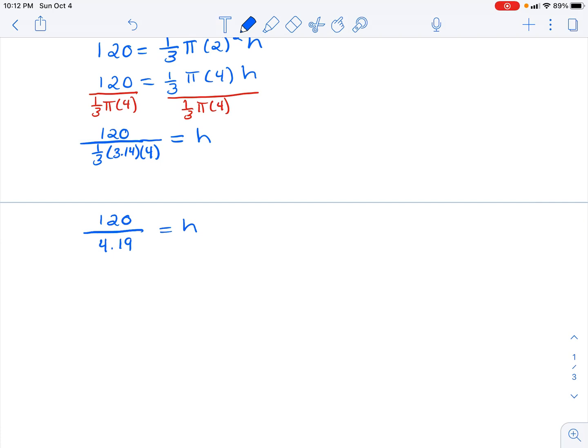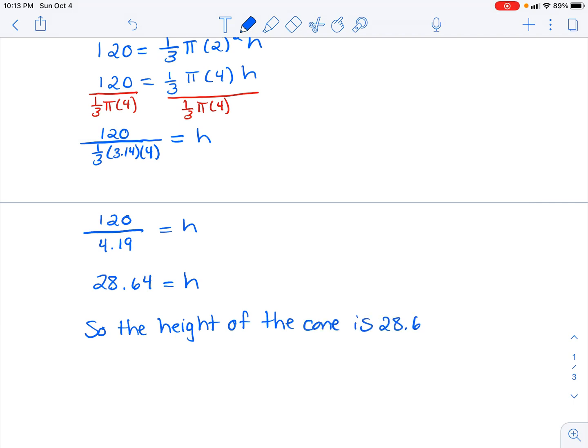And so now I just need to do 120 divided by 4.19. I get 120 divided by 4.19, which is 28.64, rounding to 2 decimal places. So 28.64 is equal to h. So the height of the cone is 28.64 meters.